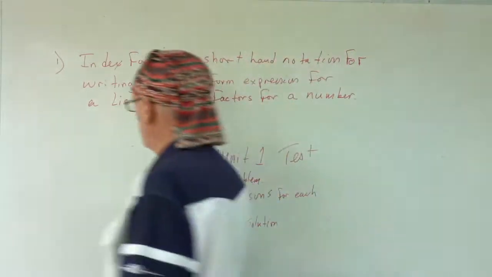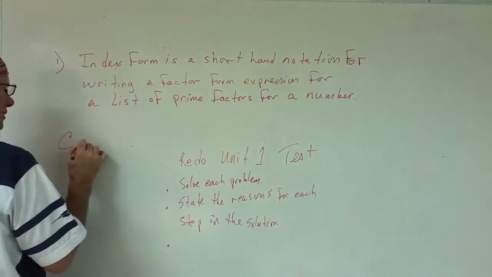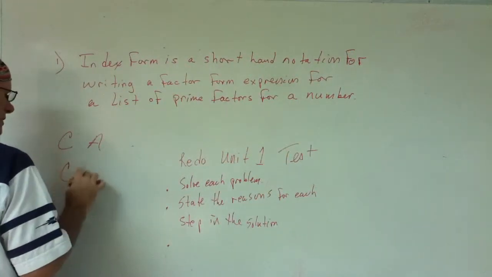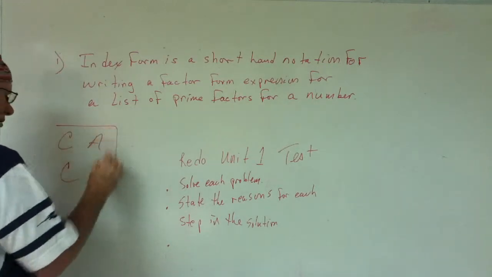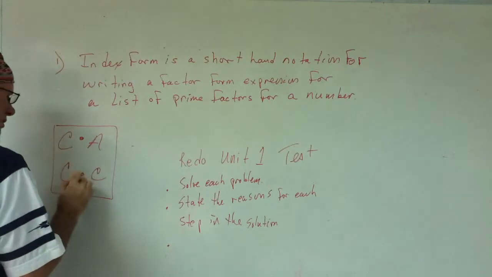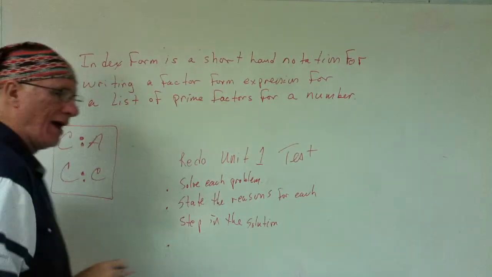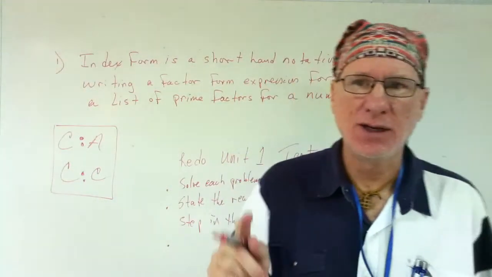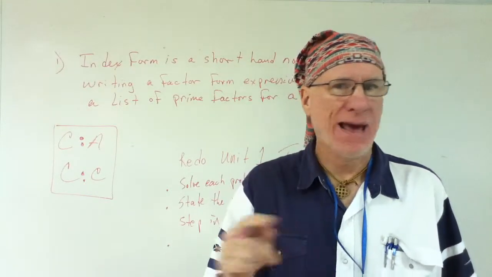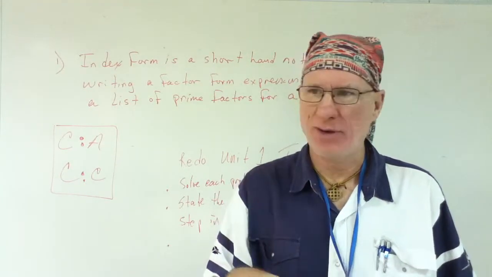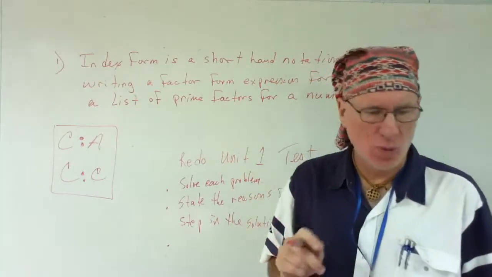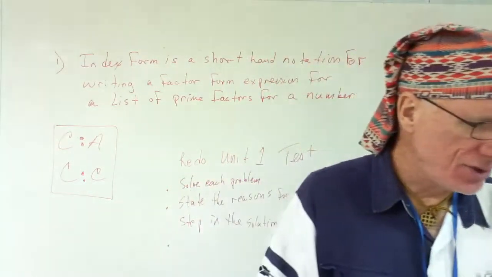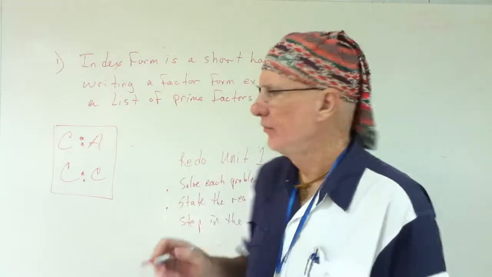Now, the test is criterion A and criterion C, right? You have the criterion listed in ManageBack that you can download, correct? Now, for instance, I want to do number 1. Number 1 says to write in index form.